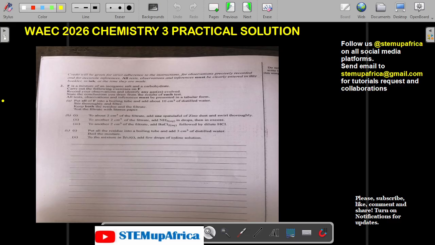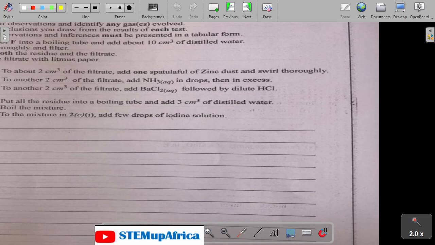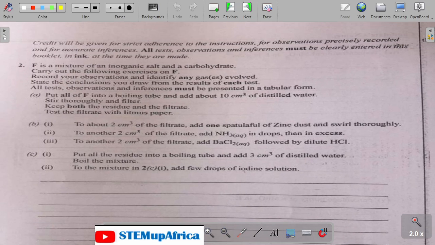So question 2 says F is a mixture of inorganic salts and a carbohydrate. Then carry out the following exercise on F. Record your observation, identify any gas or gases involved, state the conclusion you draw from the result of each test. All tests, observations, and inferences must be presented in a tabular form.